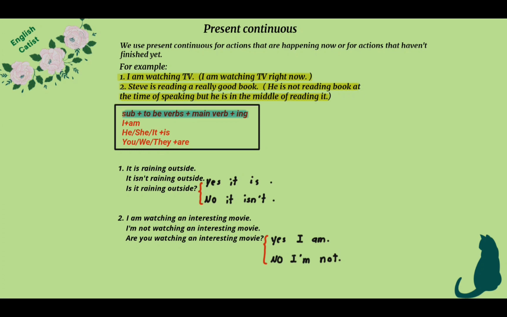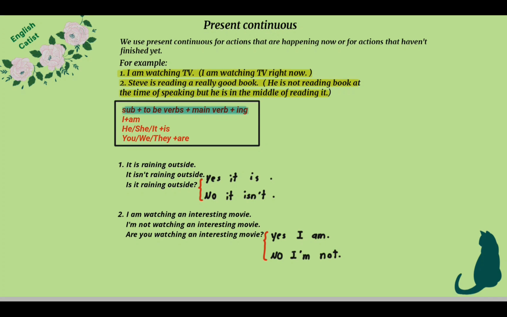Okay, two examples here. The first one, I am watching TV. It means I am watching TV right now. The second one, Steve is reading a really good book. From this example, we can understand two meanings. The first one, Steve is reading a really good book right now. It means he is reading a book right now and he's at the middle of reading that.